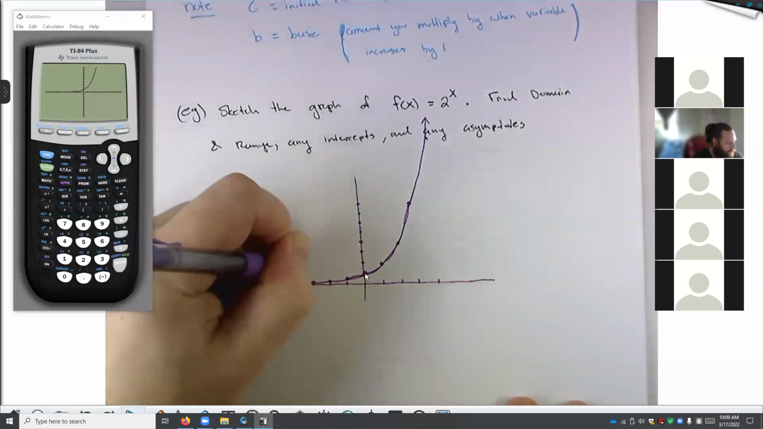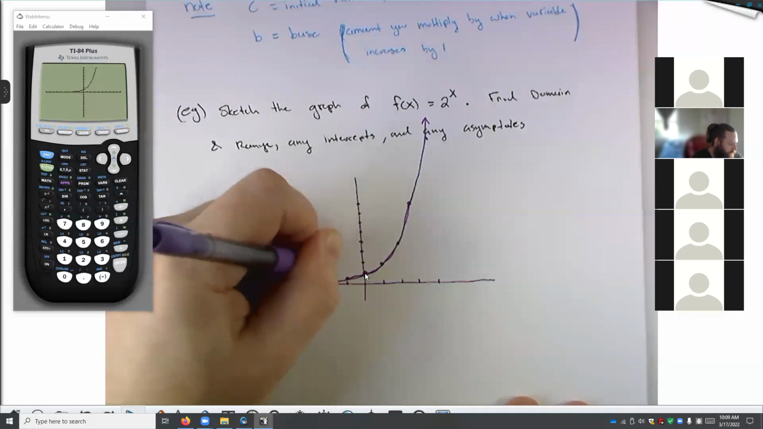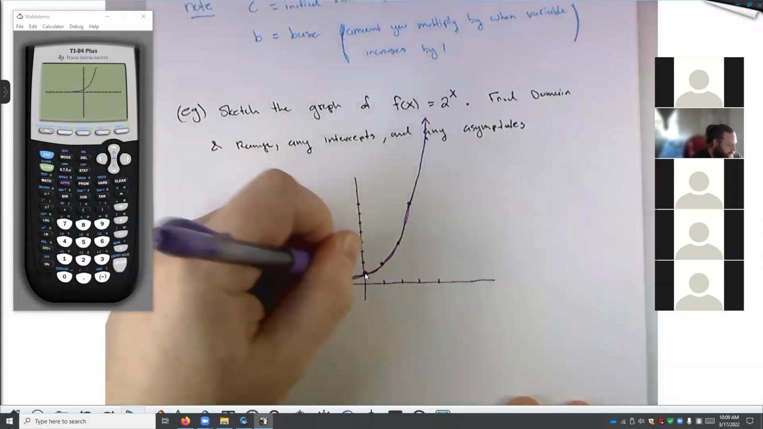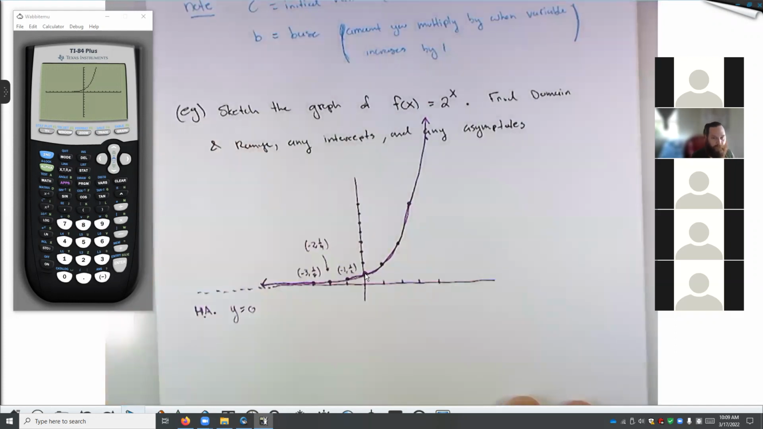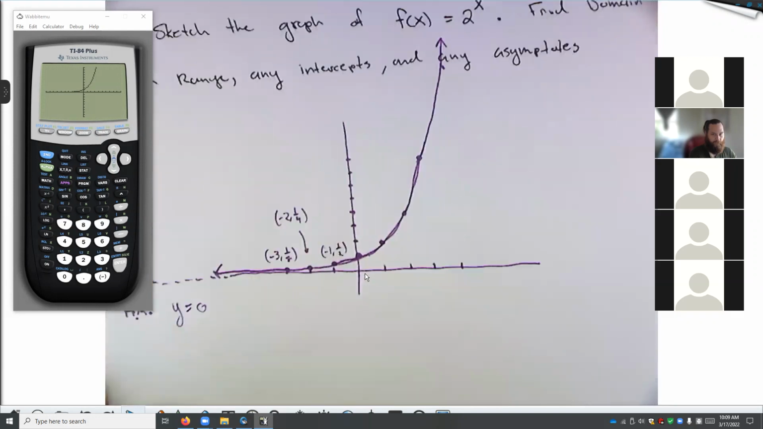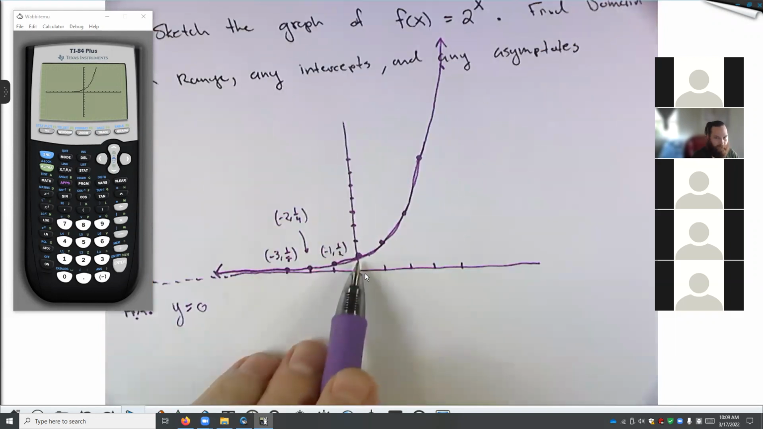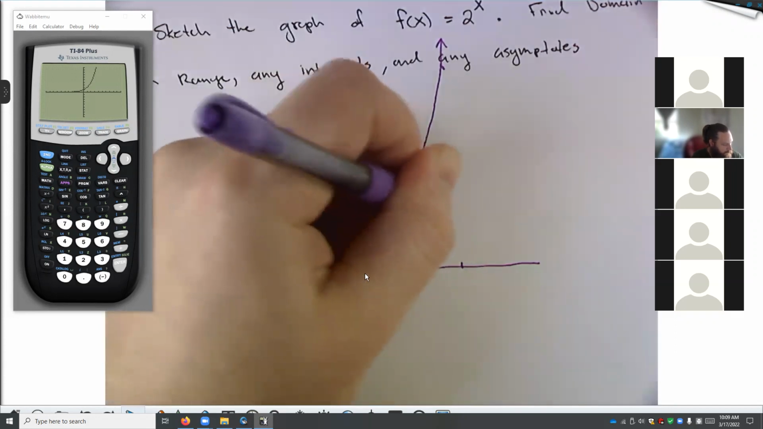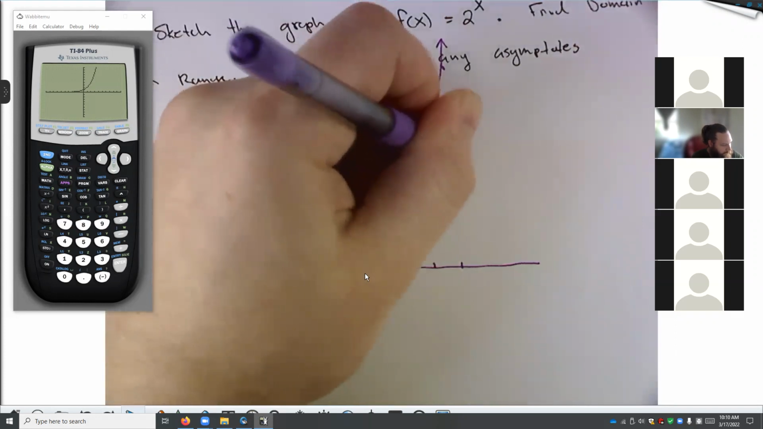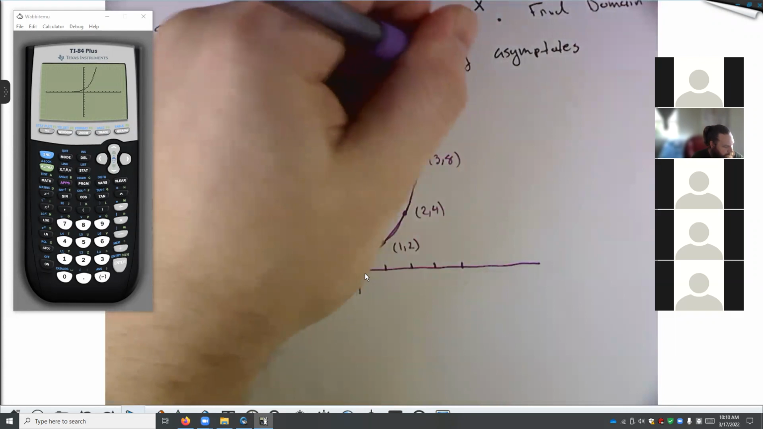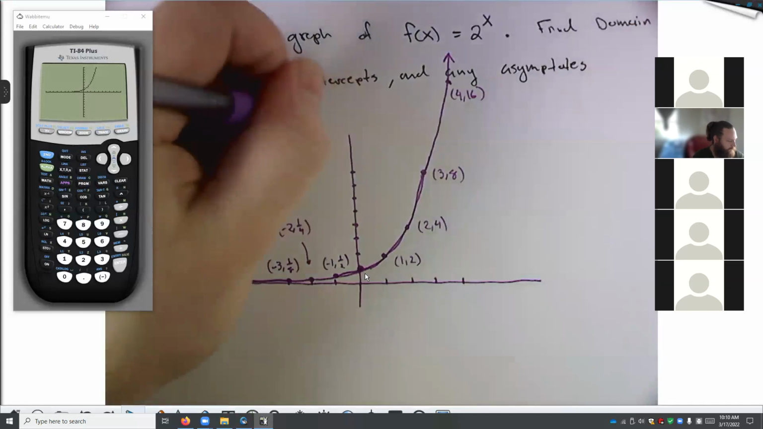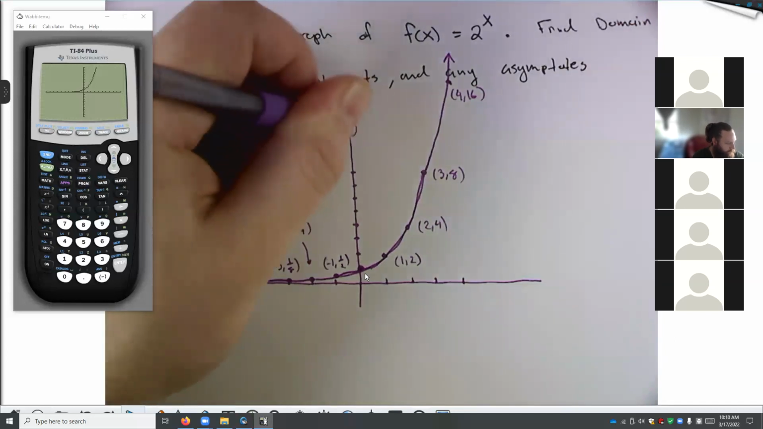I can label these points because, of course, they're hard to see. This is -3, 1/8. This guy is -2, 1/4. This is -1, 1/2. The y-intercept here is 0, 1. This point is 1, 2, then 2, 4, then 3, 8. And the guy that would be way up here, that would be 4, 16. That's the graph of 2 to the x.